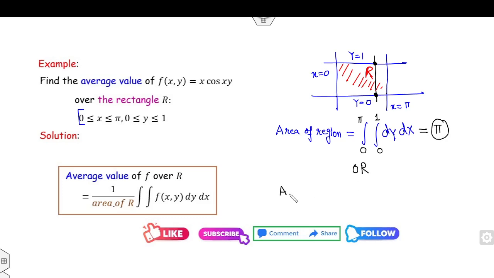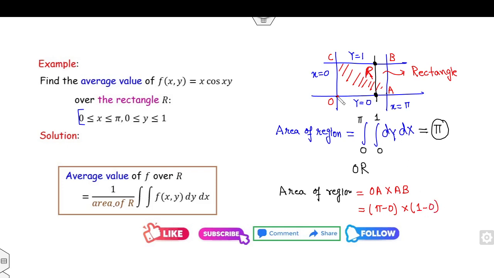Otherwise, you can also find the area in another way. What does this diagram represent? It is a rectangle, and once it's a rectangle, how can you find the area? If I say this is O, A, B and C, then the area is length into breadth. The length OA is pi minus 0, and the length AB is 1 minus 0. So again you can see the answer is pi. That's your choice.